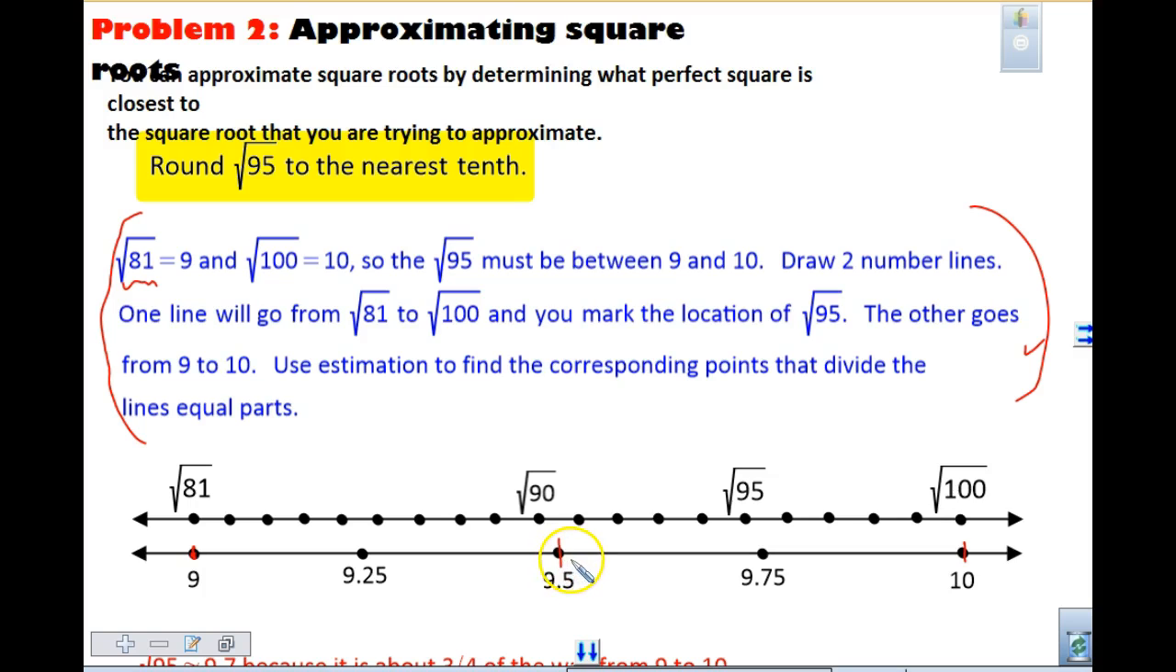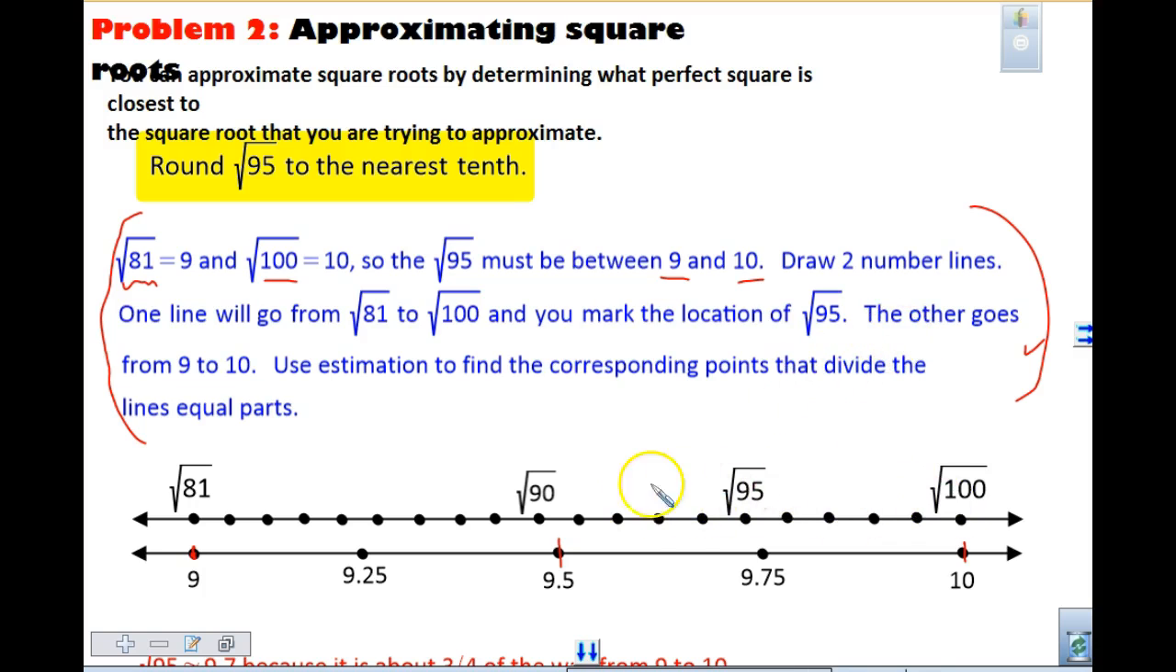We aren't going to put anything right here right now. But if we are thinking of the numbers, so then this is what we'll do. We'll write this out. We'll say the square root of 81 is 9. Square root of 100 is 10. So 95 must be between 9 and 10. That's what I make my number line. You're going to draw 2 number lines. One will have square root of 81, one will have square root of 100. You're going to mark the location of square root 95.